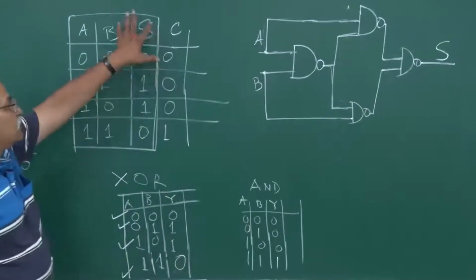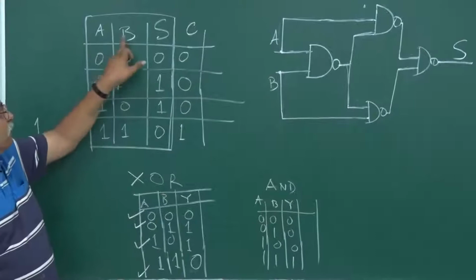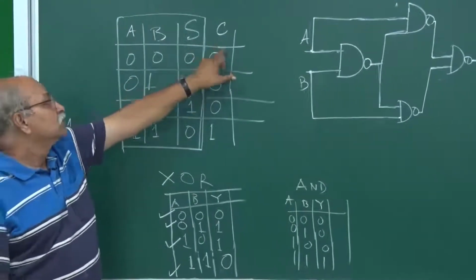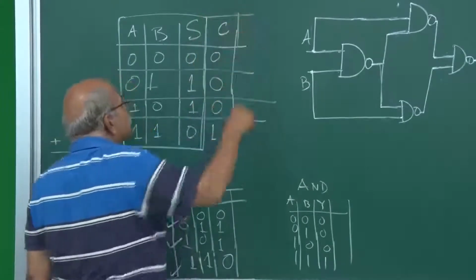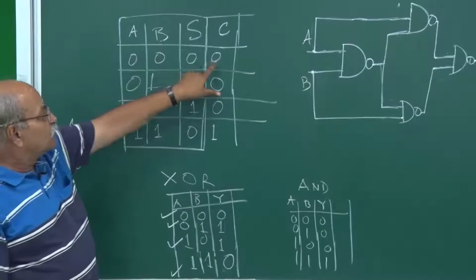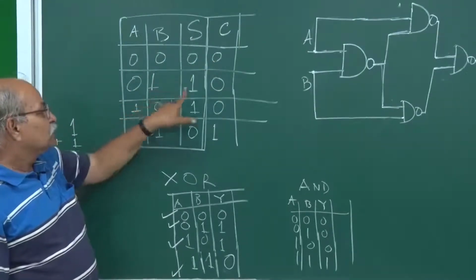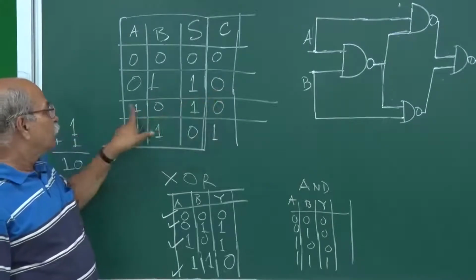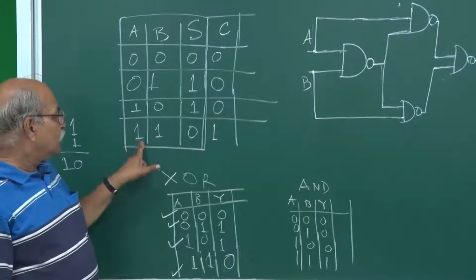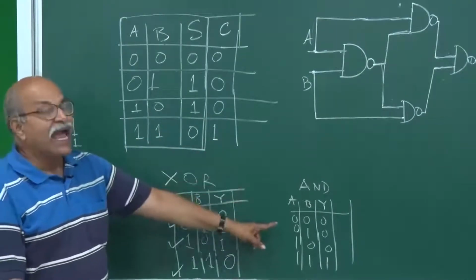Now, look at this table and for carry, A and B are input and this carry C is the output. So, if you look at it carefully, for 0, 0 the output should be 0, 0, 1 output should be 0, 1, 0 output should be 0, 1, 1 output should be 1. It is nothing but an AND gate.